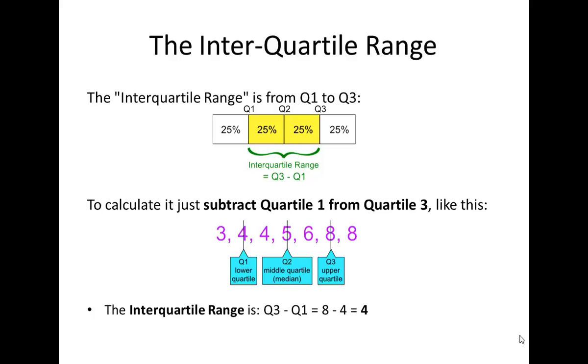In this example, we find our quartile 2, or median of the set of numbers, and we find quartile 1 and quartile 3 using the procedures discussed above. In this example, quartile 3 equals 8 and quartile 1 equals 4. We find the interquartile range by subtracting 8 minus 4, and we find that the interquartile range equals 4.